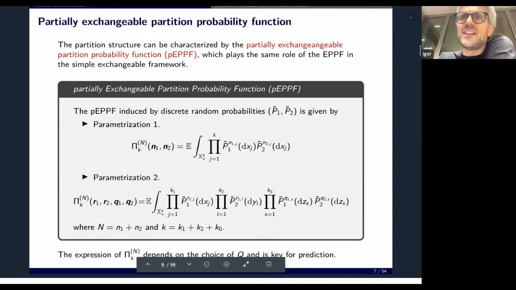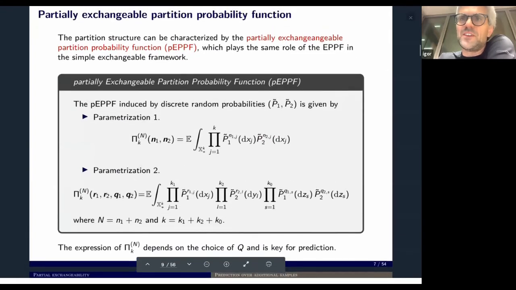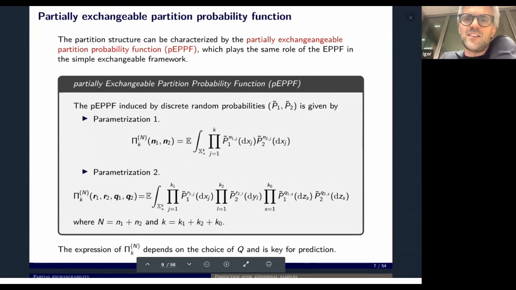And then you can write down, and that's the goal of everything, especially since we want to do clustering, formally what you need to compute. What you need to compute is the so-called partial exchangeable partition probability function. That's a generalization of the EPPF in the exchangeable case. It's the function which characterizes the random partition induced by your model.